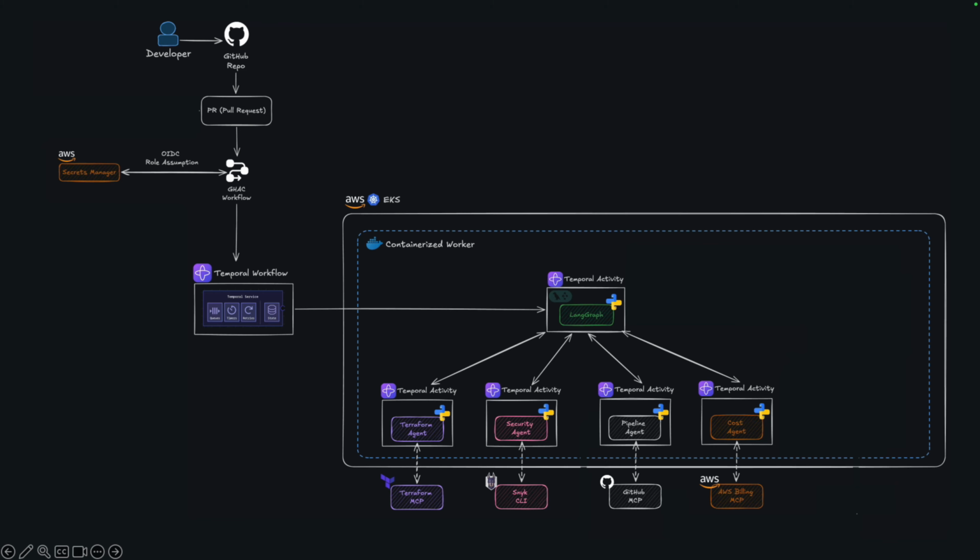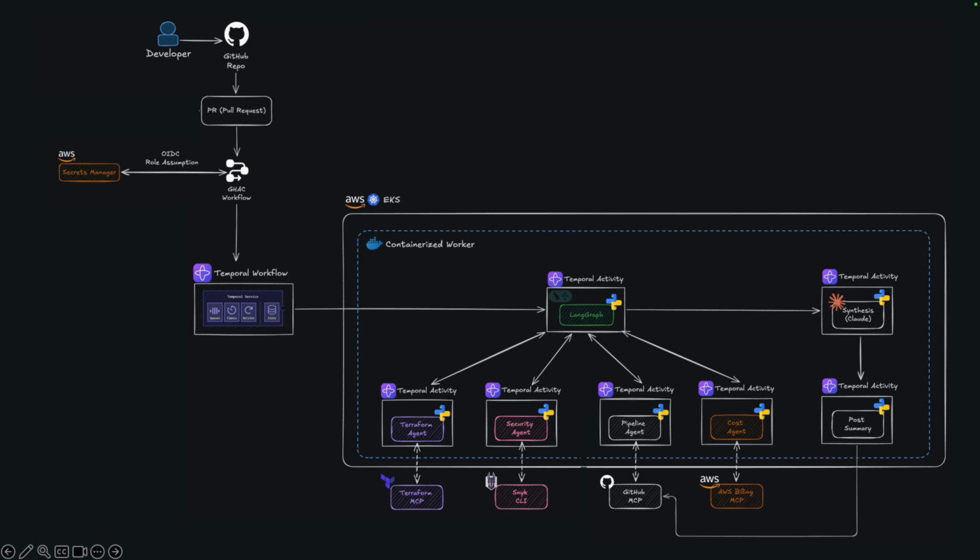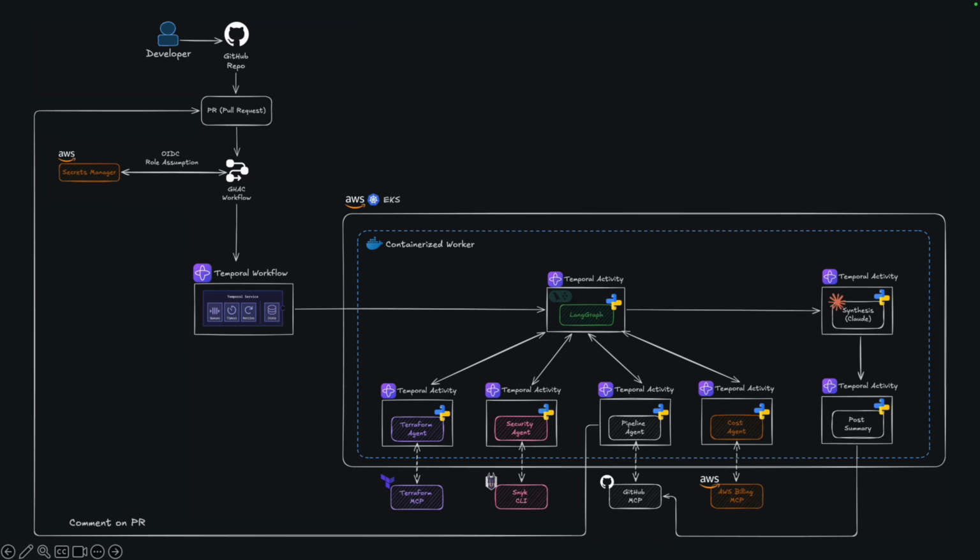Once all four agents finish, their findings converge on Claude. So this is the synthesis step. Claude reads every agent's raw output and writes the actual review, root cause, risk level, concrete recommendations. Last step, that review gets posted back directly from the worker straight to the pull request as a real comment. Notice it doesn't loop back through the GitHub Actions runner to do this. The worker talks to GitHub directly.